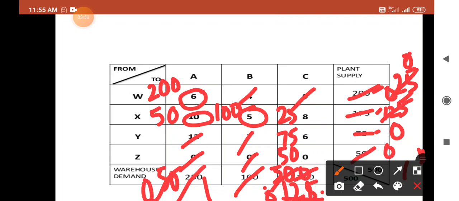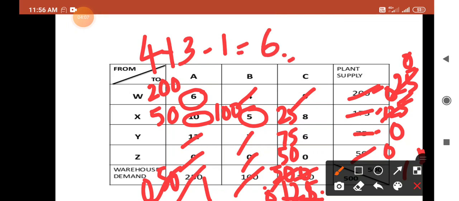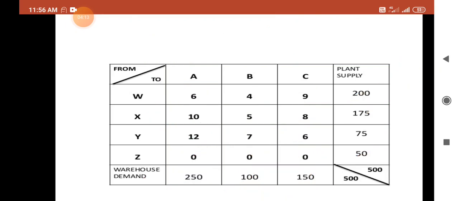So now the allocations are made: 1, 2, 3, 4, 5, 6. There are 4 rows and 3 columns. 4 plus 3 minus 1, that is 6. So the condition is satisfied, all allocations are made. Now we'll calculate the transportation cost.